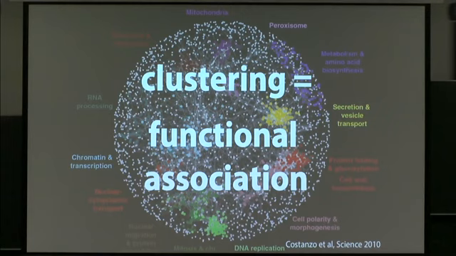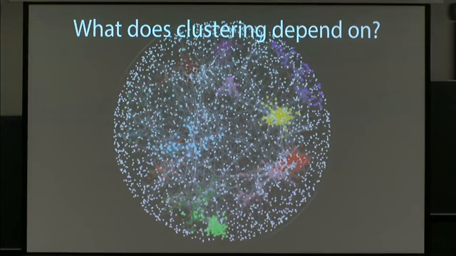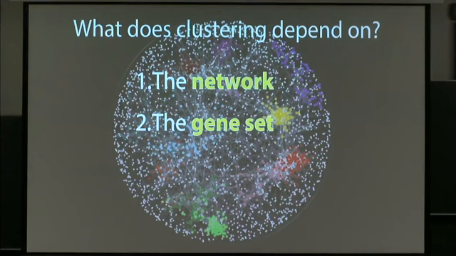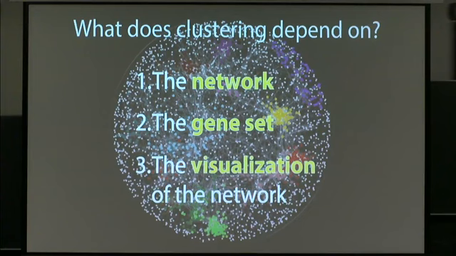It's very important for biology. We want to understand these networks. What does the clustering depend on? Well, obviously, the network. Also, the subset of genes that we have highlighted. But, and that's the issue, the way they do it, also the visualization of the network. If we just plot it a different way, other nodes might lie next to each other. So we were thinking, can we come up with a statistical procedure, a test, if you will, that is dependent on the network and the gene set, but independent of the visualization?